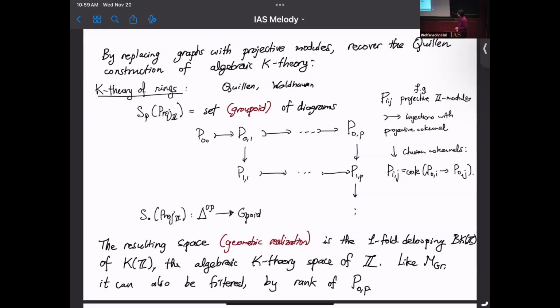That's a first definition. So the K-theory space, or rather something closely related to it, is obtained again as a geometric realization of some simplicial set. Here, the diagrams are triangular diagrams, not of graphs, but of finitely generated projective modules with appropriate conditions. The resulting space, this is work of Quillen and Waldhausen, is the one-fold delooping of the K-theory space of the integers in this case. And just like our moduli space of graphs, it can be filtered by rank of module.